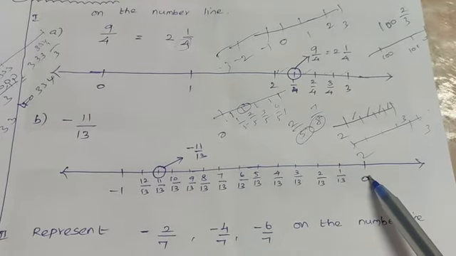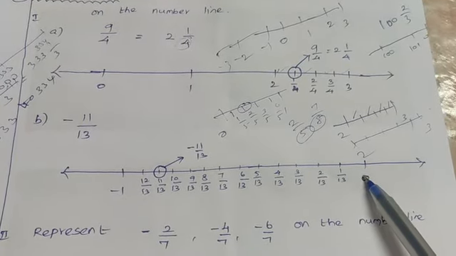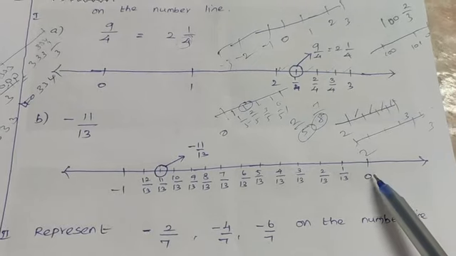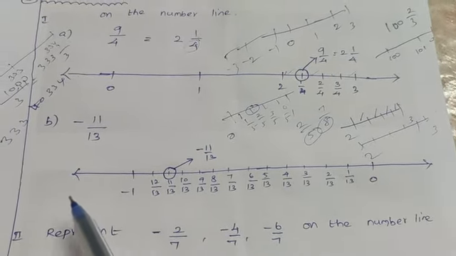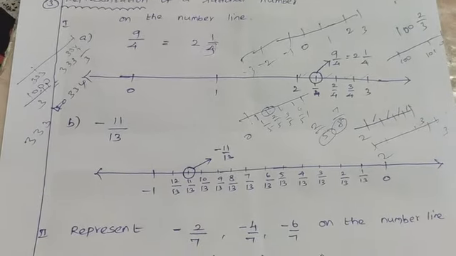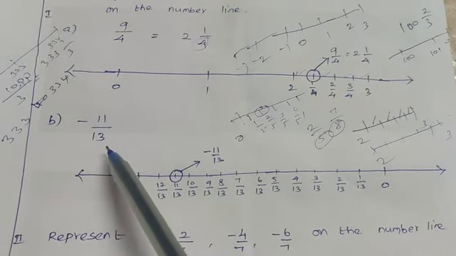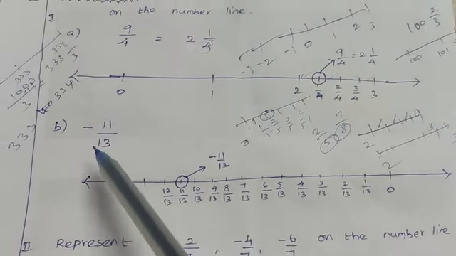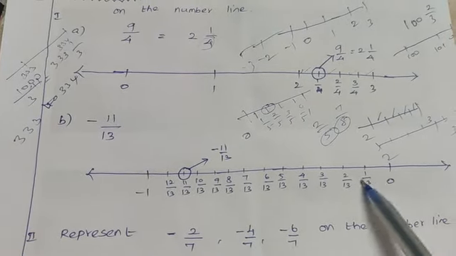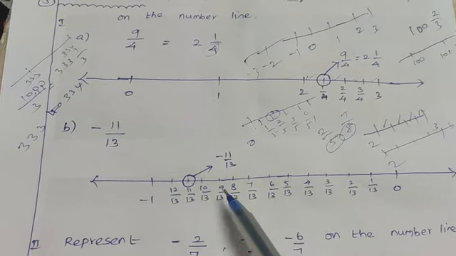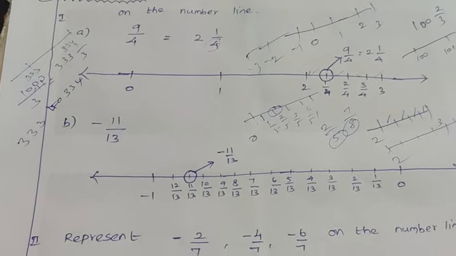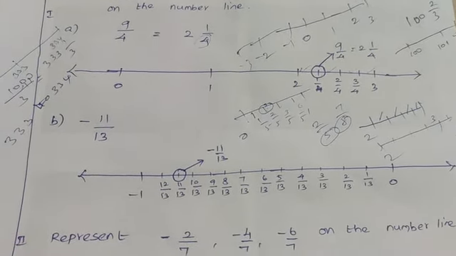Right side, positive numbers: we need to move from here to the right side. Left side, we need to move like that. So, 0, minus 1, minus 2, minus 3, minus 4. Now how many parts do we need to divide? 13 parts. So 12 lines we need to introduce: 1, 2, 3, 4, 5, 6, 7, 8, 9, 10, 11, 12. 12 lines I need to introduce.